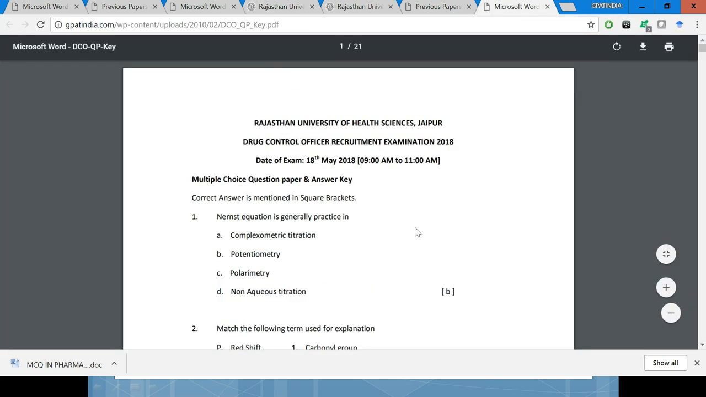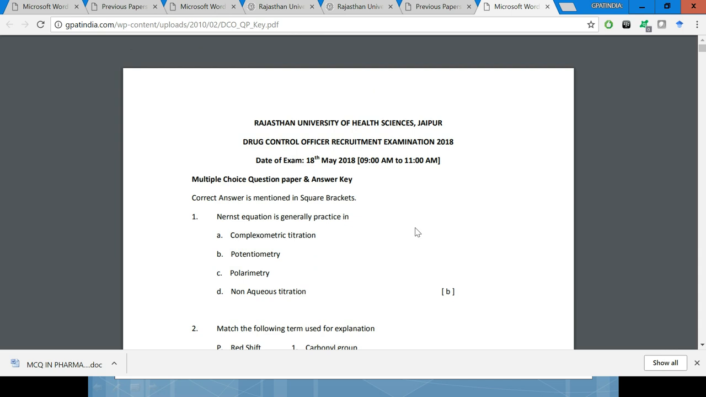So let's start from question 1. As far as I found, I checked a few questions and I didn't find any problem with these answer keys. So the first question is, Nernst equation is generally practiced in.